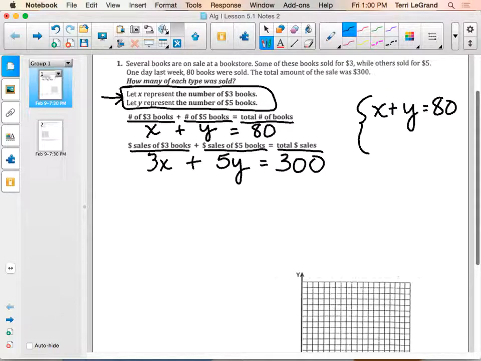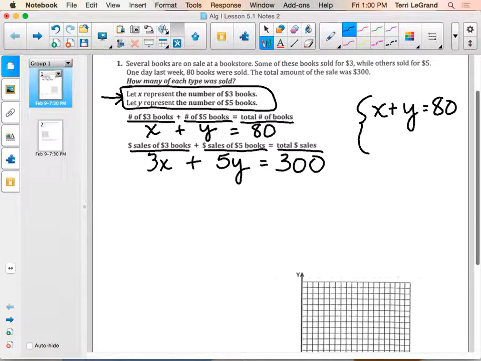So here's what you always need to pay attention to when you're setting up your own. Students often say, I cannot figure out how to set up my own equations. Well, here's one way to help guide you. Don't do this: books plus books equals money.